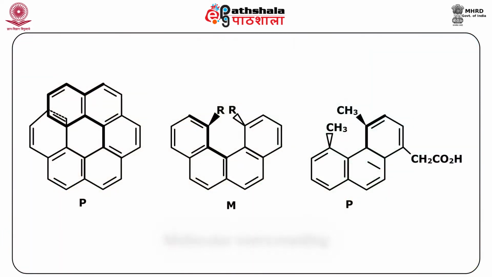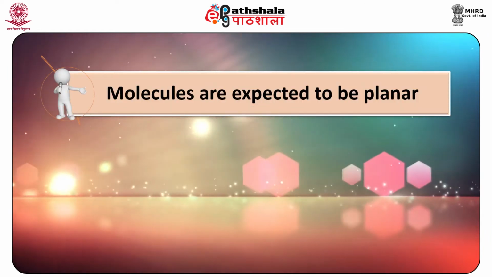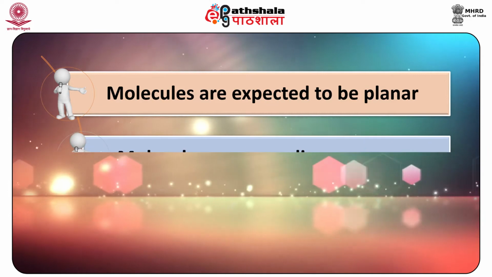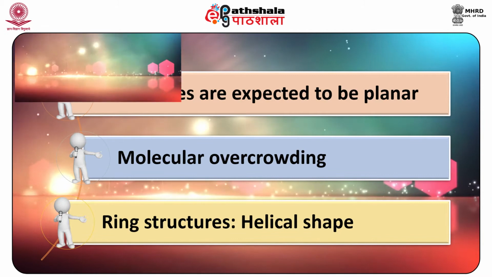Helicity in a molecule may also result from molecular overcrowding. This is manifested in molecules such as helicenes, benzphenanthrenes or even phenanthrenes as shown in figure 2. These molecules are normally expected to be planar, but due to molecular overcrowding, the ring structures assume a helical shape. The terminal rings and the substituents are in different planes and the molecules exist as two helical enantiomers.